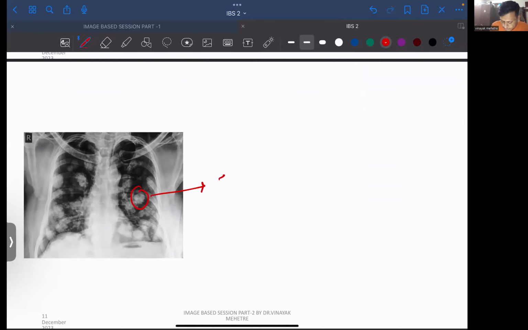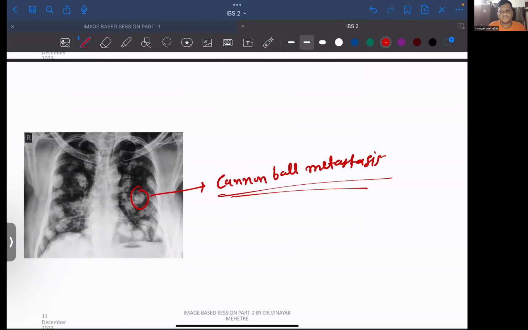It is called cannonball metastasis. Cannonball metastasis, seen in? Just remember, whatever is present in the abdomen can cause metastasis in the liver and in the lungs. So cannonball metastasis happens in which? Yes, most of you marked correct.